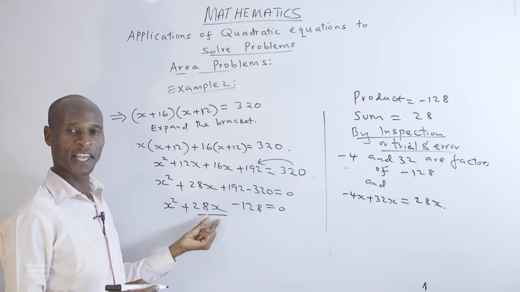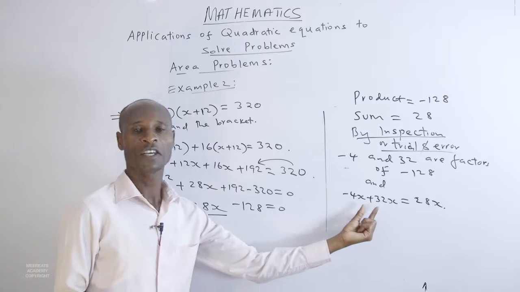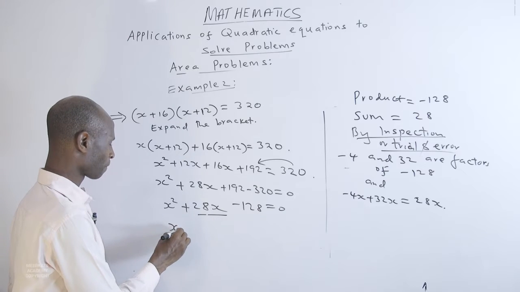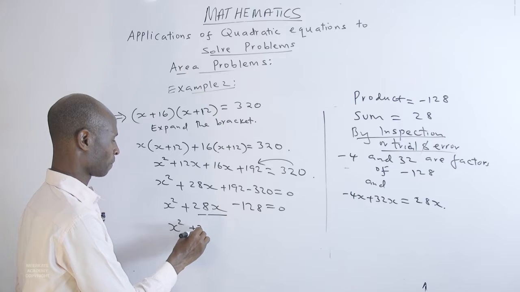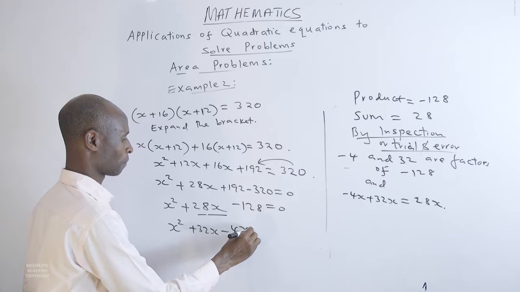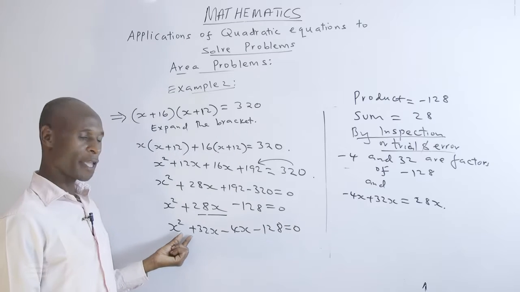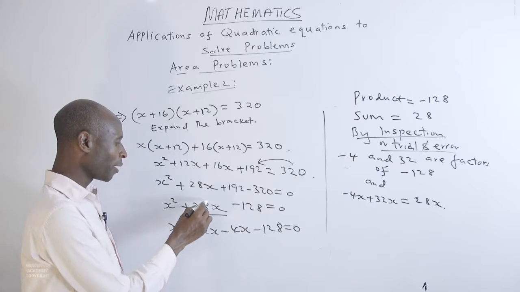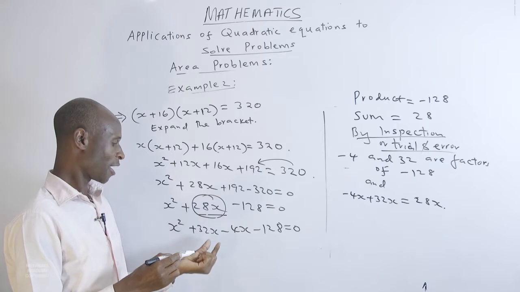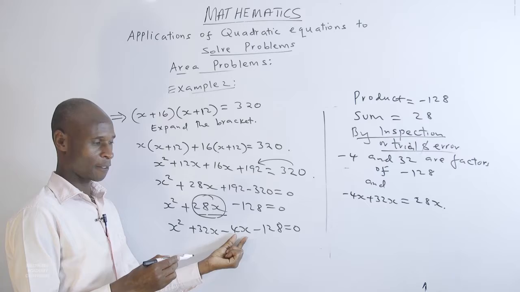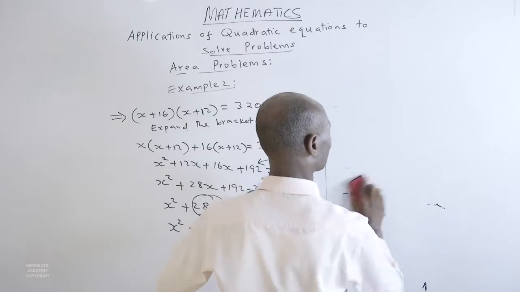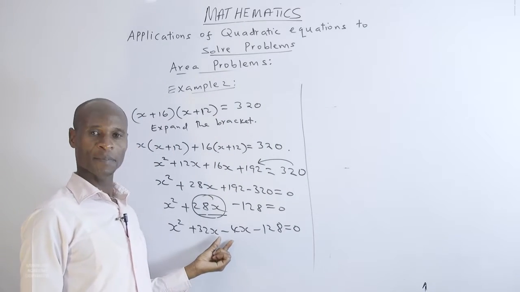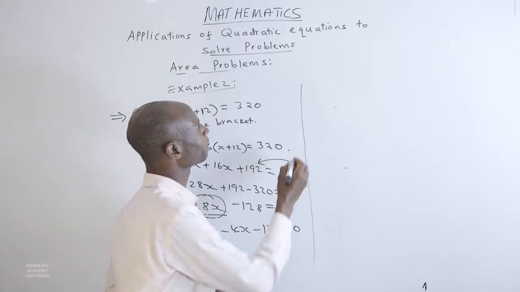So instead of now having 28x, we now express it using the two factors, 32x and negative 4x. So in this case, we shall have x squared plus 32x minus 4x minus 128 is equal to 0. Remember, we have just expressed 28x using 32x minus 4x. Now, class, factorize this quadratic equation by grouping.